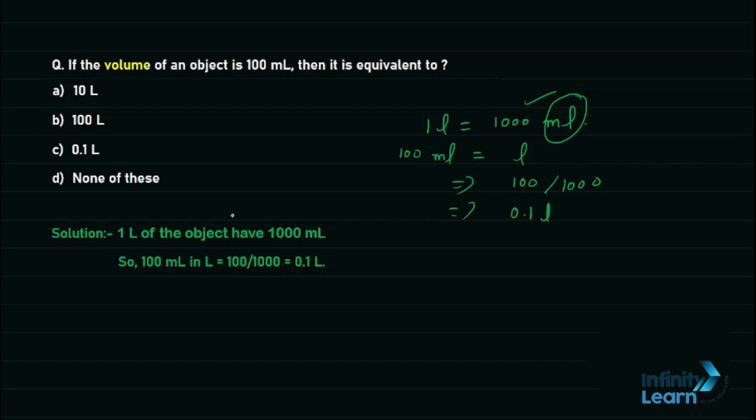So the correct answer will be our C option, that is 0.1 liter. So if the volume of an object is 100 milliliter, then it will be equivalent to 0.1 liters.